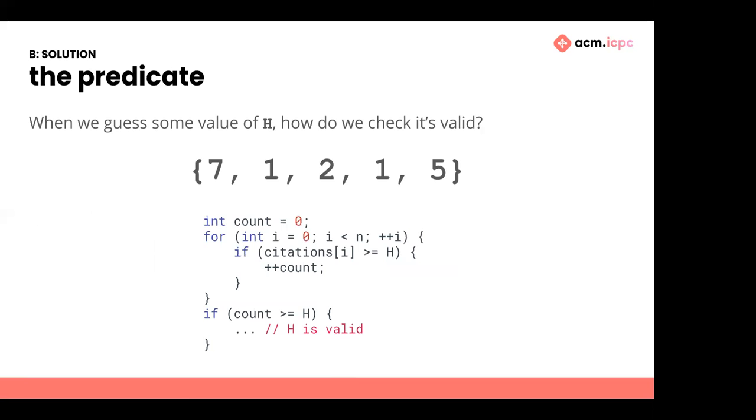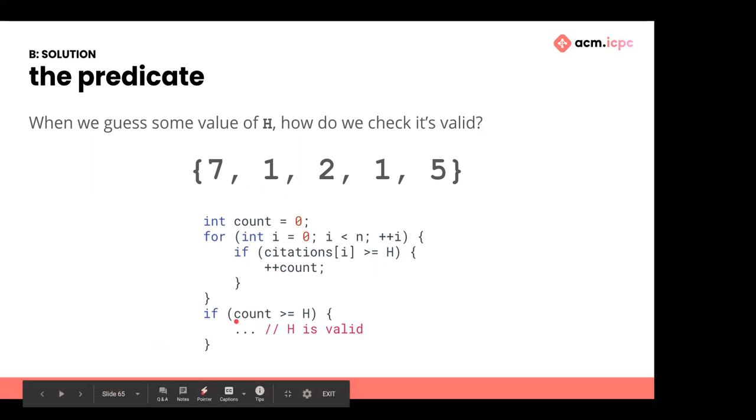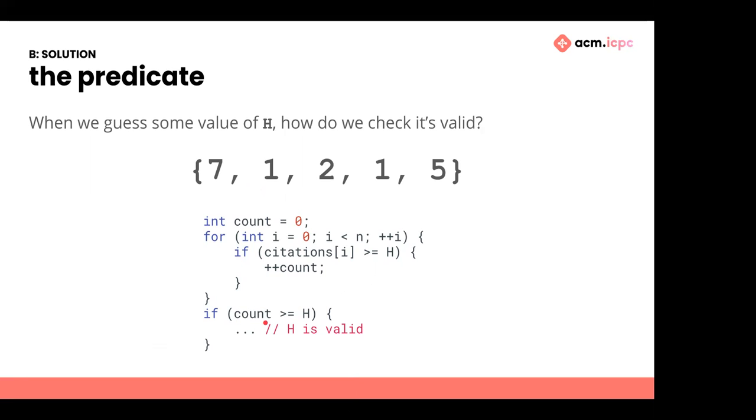So looking at that in code, it looks like this. You start with initializing a count variable, and then you iterate through the array. Each iteration, you check if that specific element of the array is greater than or equal to h, then you increment count. And then once you're done with your iterations, you can check if your overall count was greater than or equal to h to see if that h index is valid.